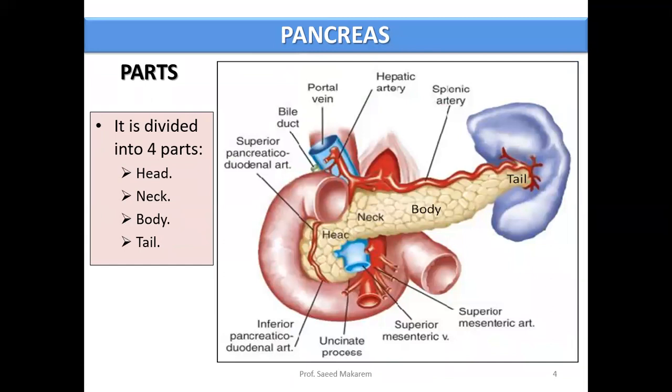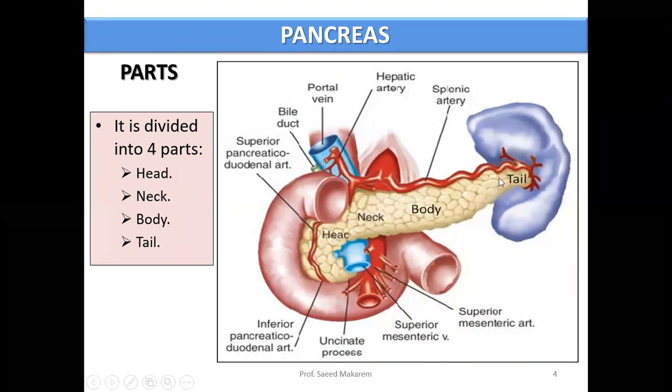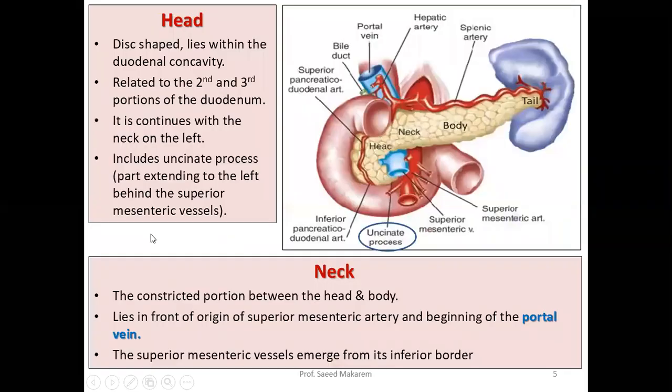If you go to the parts, it has four important parts. One is called the head. This is the large part. Then a narrow part called the neck. Then a long part called the body, which is the biggest part. And the last part, which is toward the spleen. Near the spleen, this is called the tail of the pancreas, a very important structure. We'll talk about that. Head, then a narrow part called the neck, and a large part called the body, and the end part toward the left hypochondrium near the spleen, that is called the tail of the pancreas. So these are the four parts: head, neck, body, and the tail.